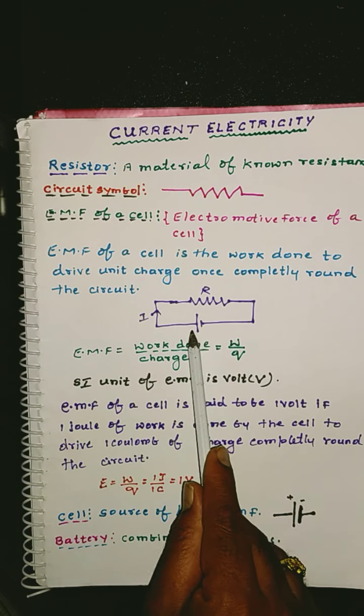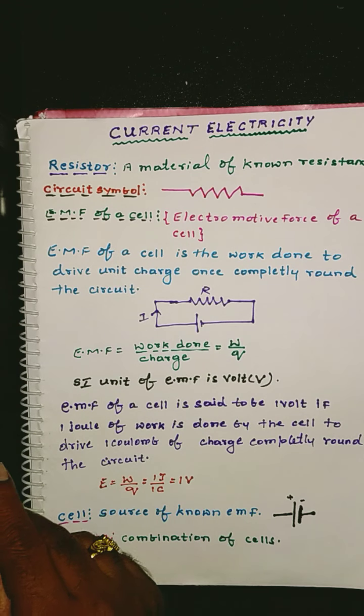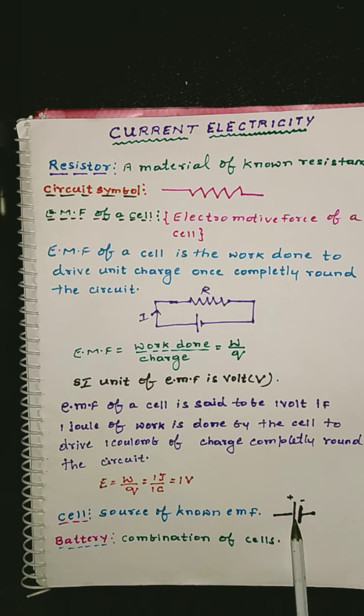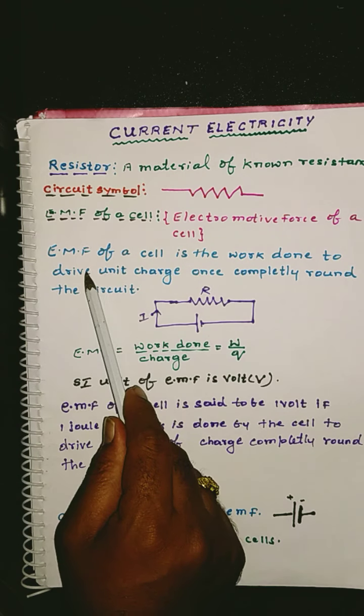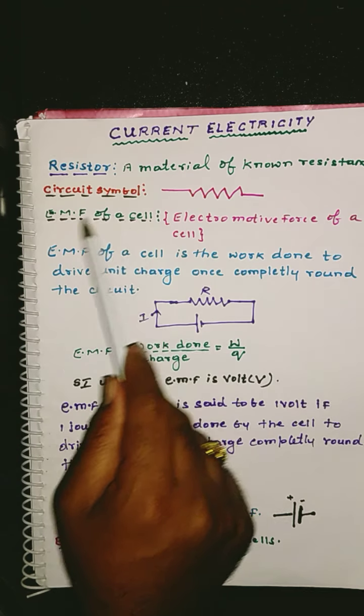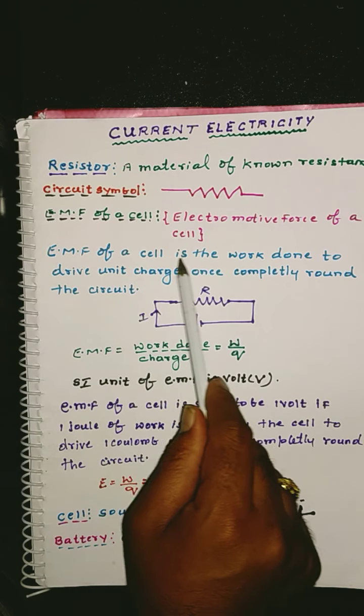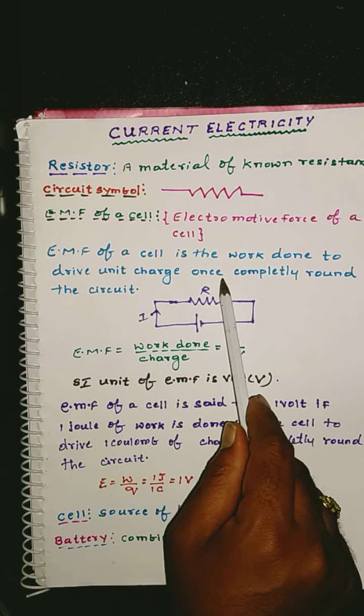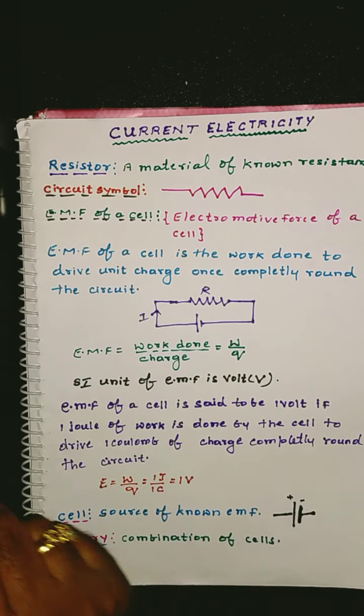So, here you have a cell connected in the circuit. Remember, whenever you think of representing a cell, it is represented by two parallel lines like this. The longer line always represents the positive terminal of the cell, and the shorter line represents the negative terminal of the cell. So, to understand what is EMF of a cell: EMF of a cell is the work done to drive unit charge once completely round the circuit.